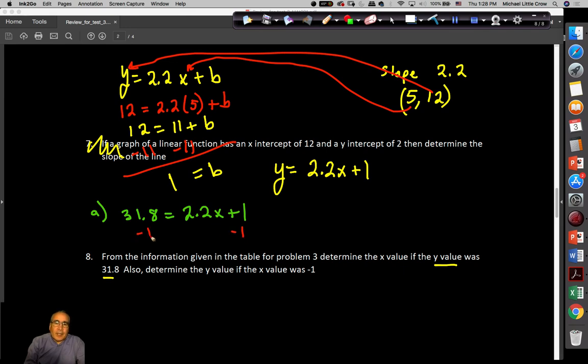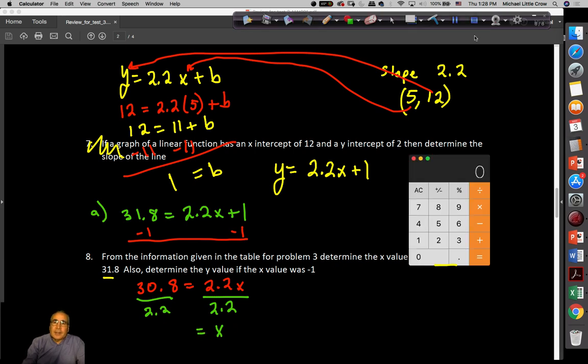Subtract 1 from both sides. That gives us 30.8 equals 2.2x. Divide both sides by 2.2. What we do is get x is equal to 30.8 divided by 2.2, which gives us 14. So that answers the first question.